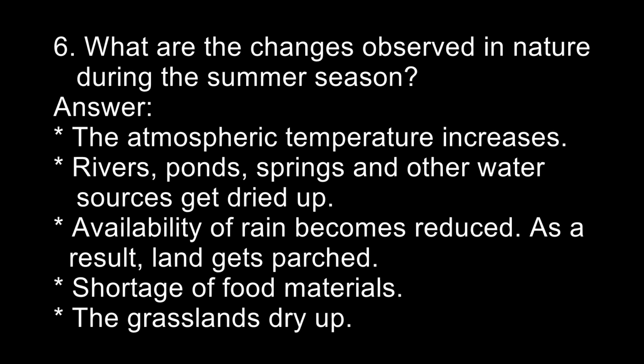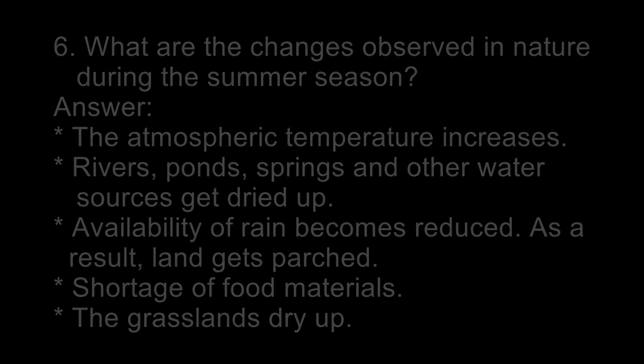What are the changes observed in nature during the summer season? Answer: the atmospheric temperature increases, rivers, ponds, springs and other water sources get dried up, availability of rain becomes reduced. As a result, land gets parched, shortage of food materials, the grasslands dry up.